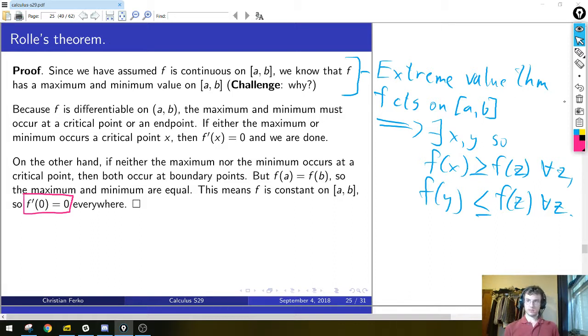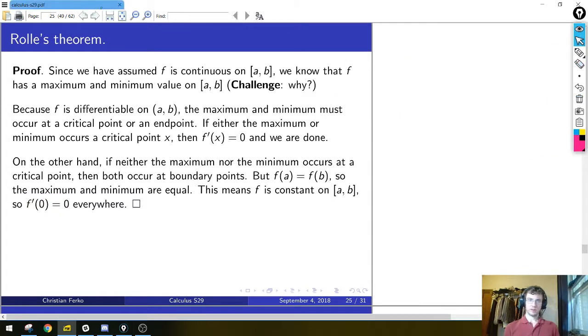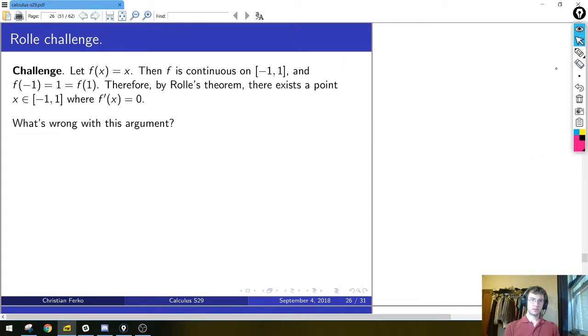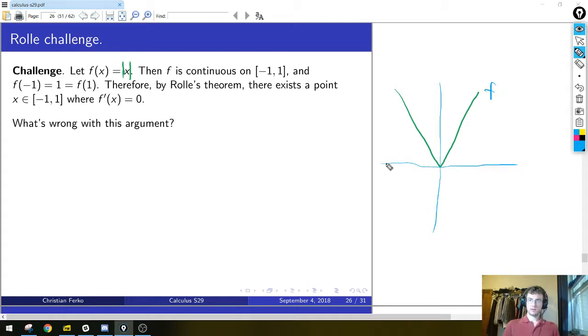Sweet. Okay. I will ask a challenge for you then. So here's another incorrect argument. I'm going to use absolute value of x again and ask you what goes wrong with this argument. Let f of x be absolute value of x. f is continuous on the closed interval -1 to 1, and it's differentiable, I claim, as well.